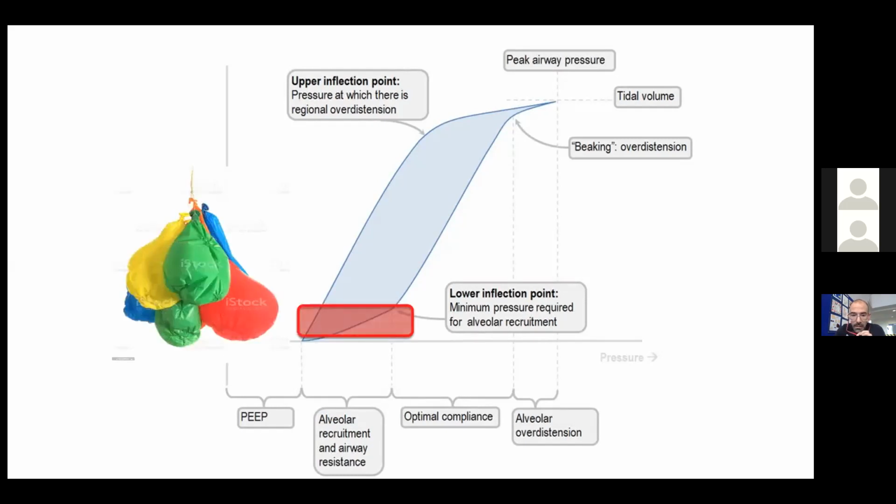balloon, the minimum pressure required to keep all the alveoli open and recruited. If you take the example of a balloon, you know that at the very beginning there is a huge resistance to inflate the balloon, but as soon as you reach a certain point, then it becomes really easy to inflate the balloon. So this is the lower inflection point. Below that point, all the alveoli are not recruited, or most of them are not recruited, and they are pretty much collapsed.